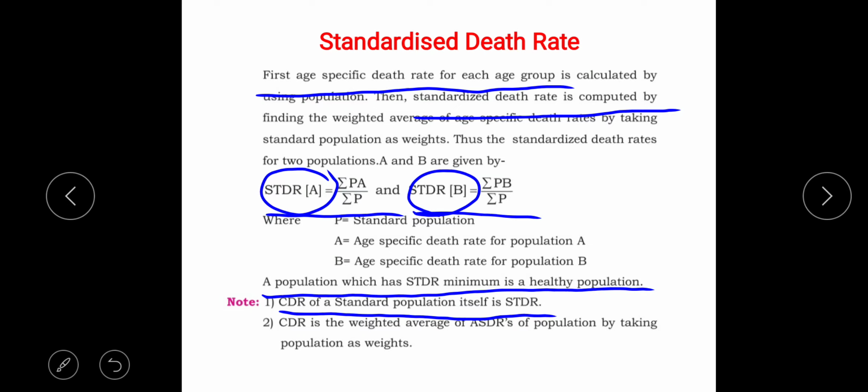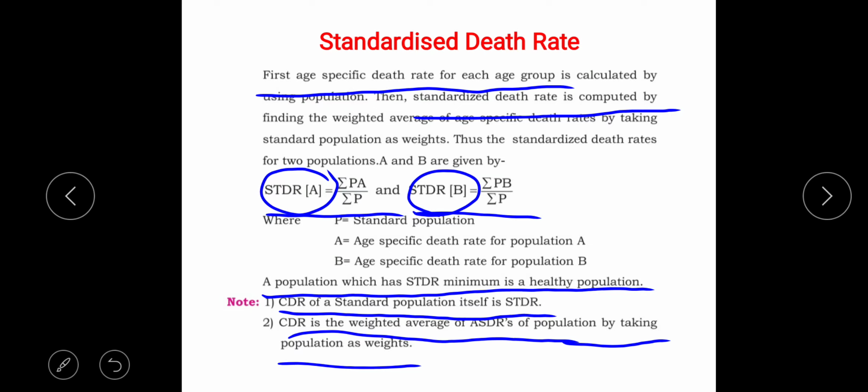Then CDR is the weighted average of the ASDR of a population, taking the population itself as the weight. So we calculate it directly, and when it comes to STDR, we multiply by the same population for which we have calculated the ASDR. So it is a weighted average of the ASDR of the same location.